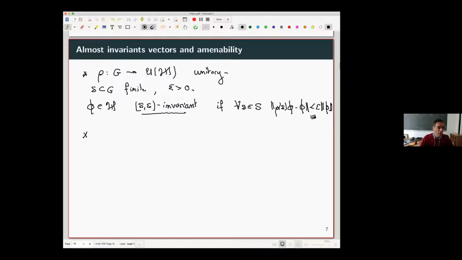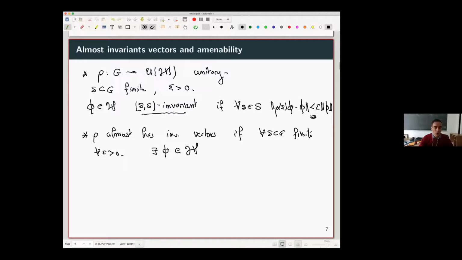And then the next vocabulary: I will say that rho almost has invariant vectors if for every finite subset S of G and for every epsilon positive, there exists a certain vector in my Hilbert space which is S epsilon invariant.